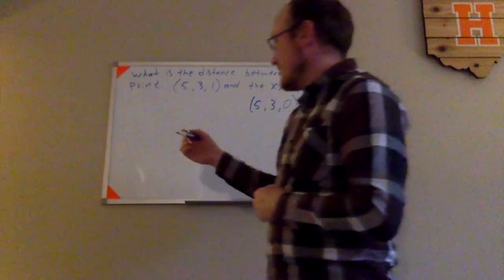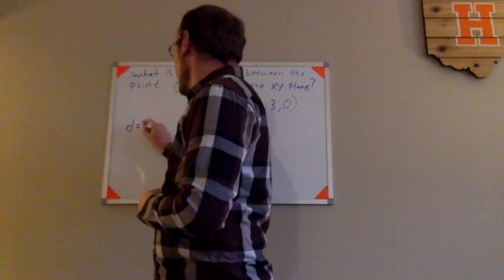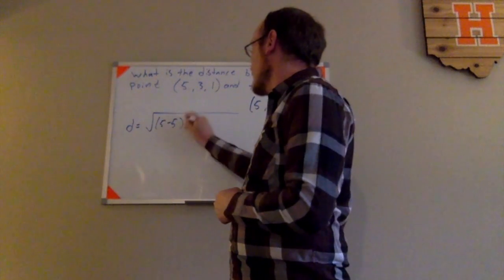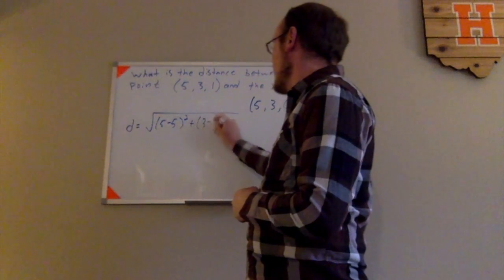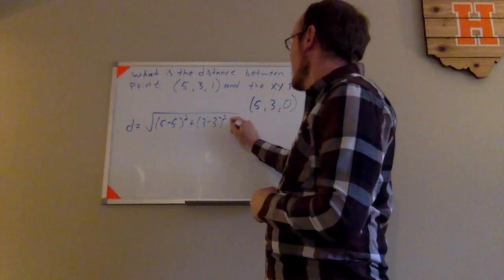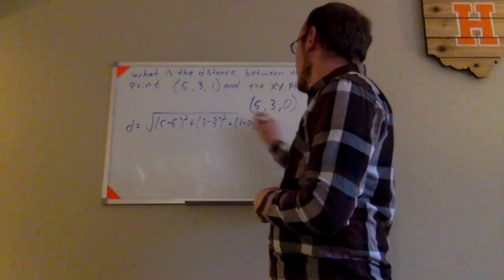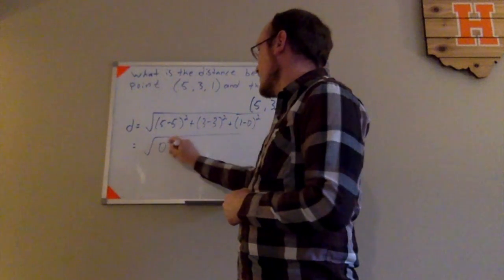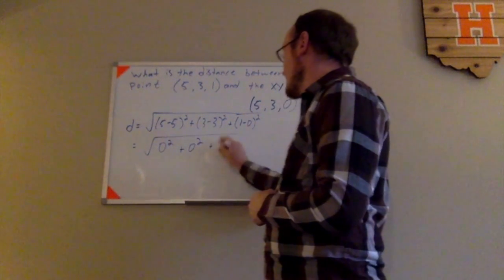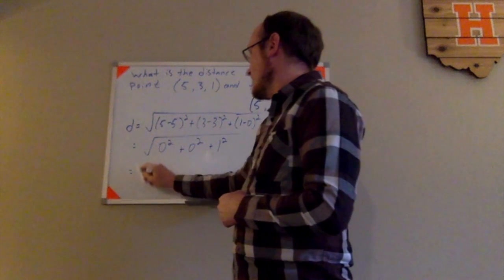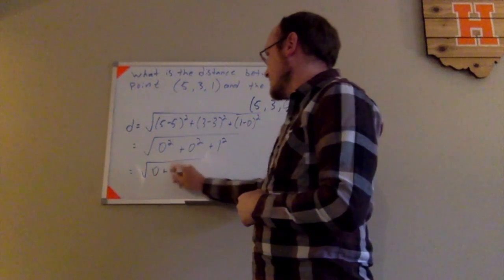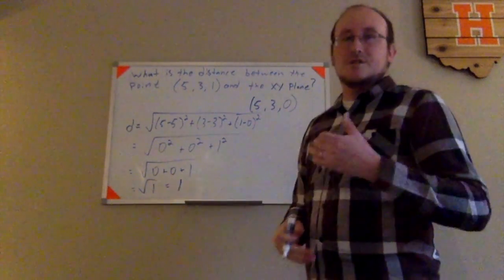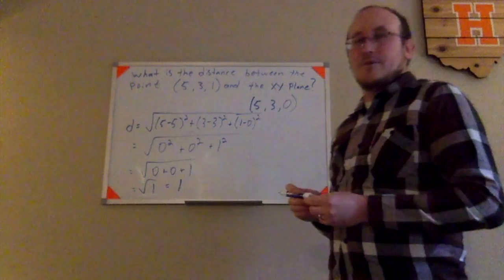Going ahead and setting this up now to solve with our distance formula, we have d equals the square root of, I would have 5 minus 5 squared with the x's, I would have 3 minus 3 squared for the y's, and I would have 1 minus 0 squared for the z's. Simplifying a bit, this would give me 0 squared plus 0 squared plus 1 squared, which would be the square root of 0 plus 0 plus 1, which is the square root of 1, which in this case is just equal to 1 for that.